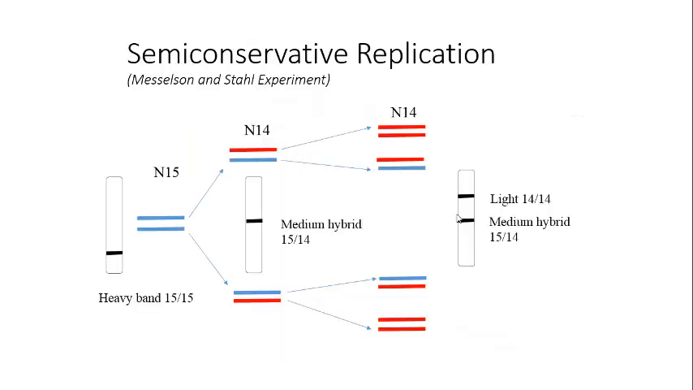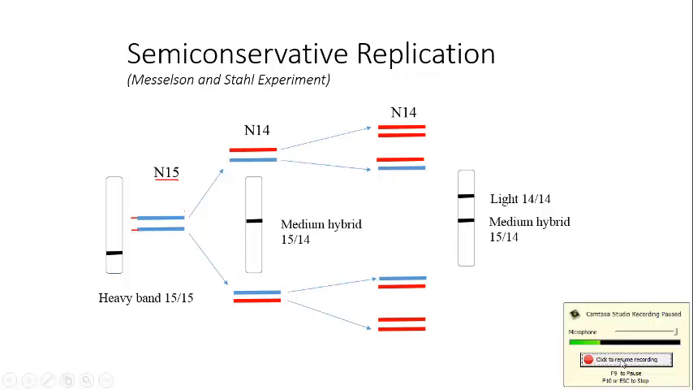Here we see the Meselson and Stahl experiment. They incubated bacteria with an isotope of heavy nitrogen, nitrogen 15. So all the DNA that this bacteria made contained the heavy isotope nitrogen 15. Here we see the two original parental strands of DNA, or one DNA molecule.